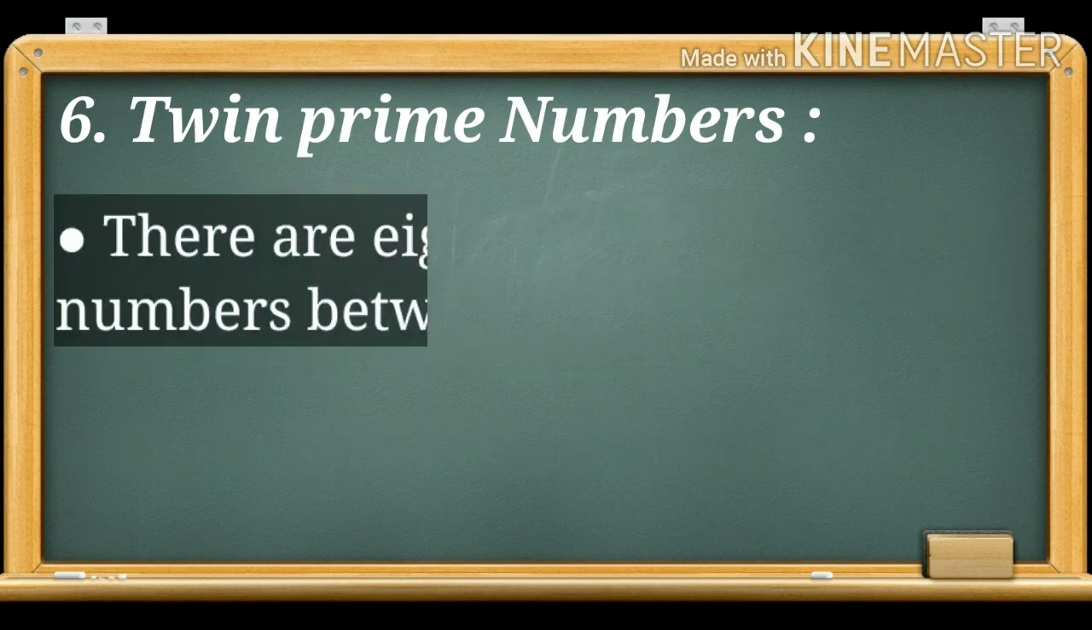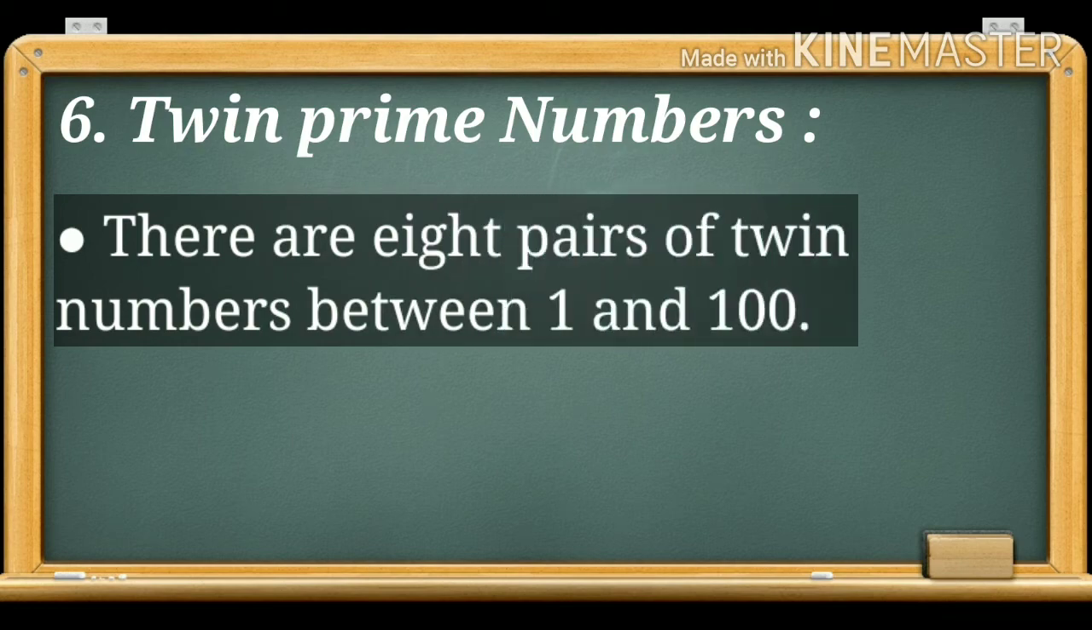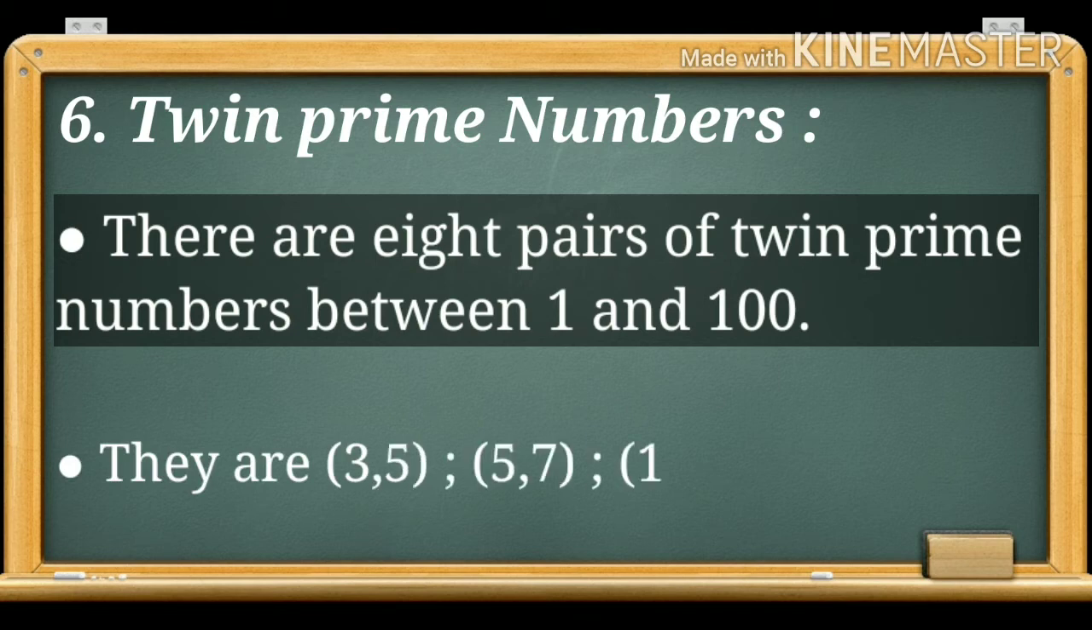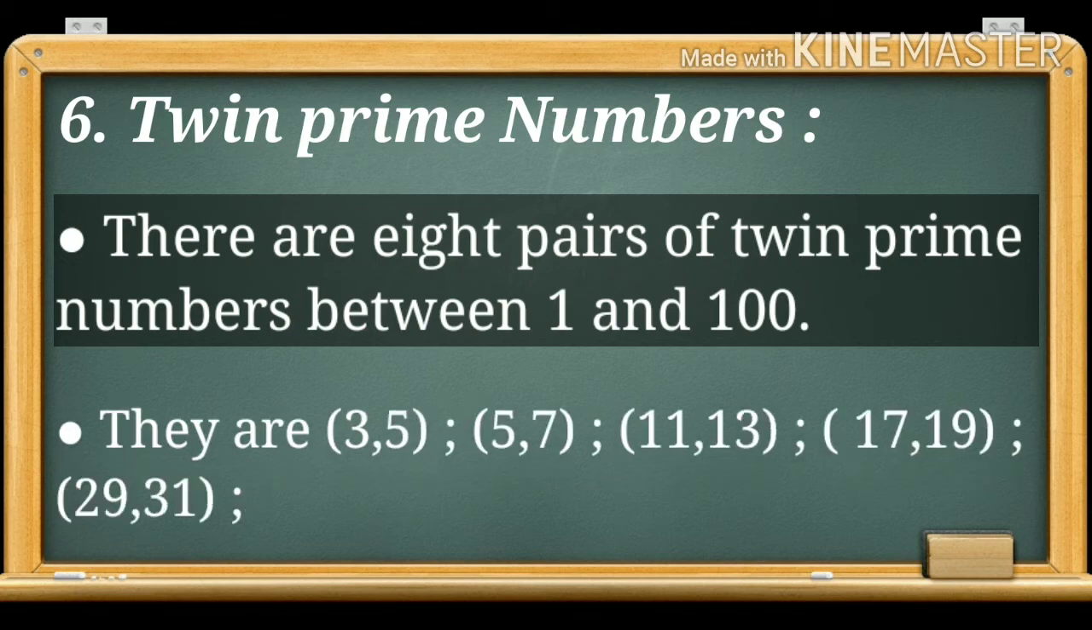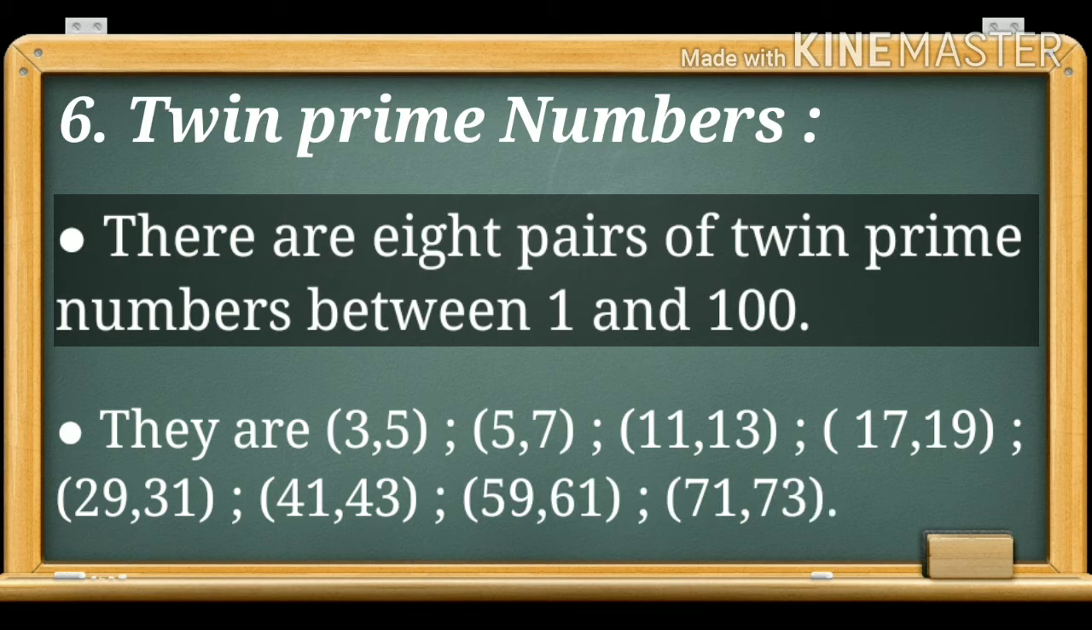There are 8 pairs of twin prime numbers between 1 and 100. They are 3 and 5, 5 and 7, 11 and 13, 17 and 19, 29 and 31, 41 and 43, 59 and 61, and 71 and 73.